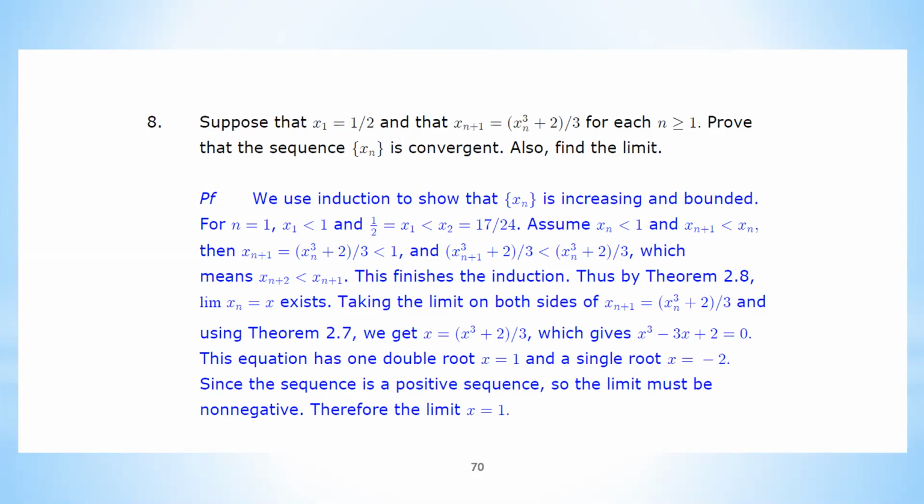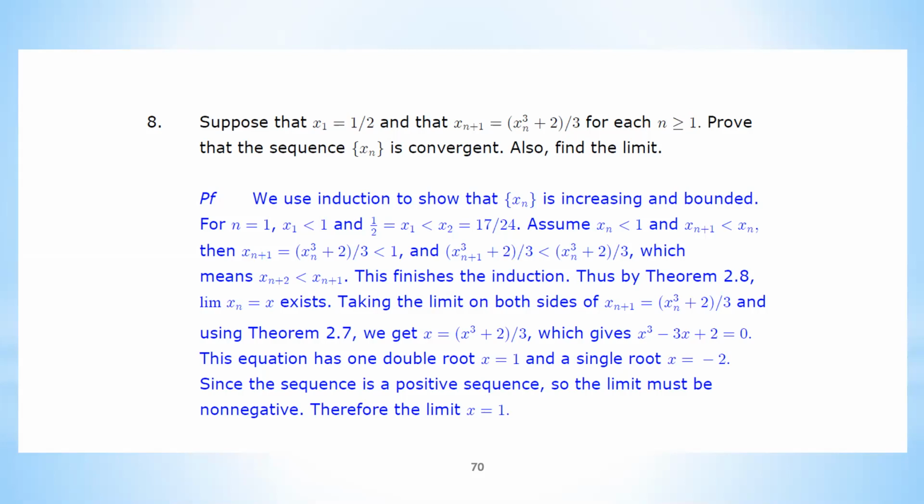It turns out to be 17/24, which is greater than 1/2, so this is satisfied. Now you make the inductive assumption, assuming xn is always less than 1 and also xn plus 1 is less than xn. Then to go to the next level, you check xn plus 1. Based on the formula, xn plus 1 equal to (xn cubed plus 2) divided by 3. Because we assume xn less than 1, you can replace xn by 1, and that equals (1 plus 2) divided by 3, which is exactly equal to 1. So this means that (xn cubed plus 2) divided by 3 is strictly less than 1, which shows that xn plus 1 is also less than 1.